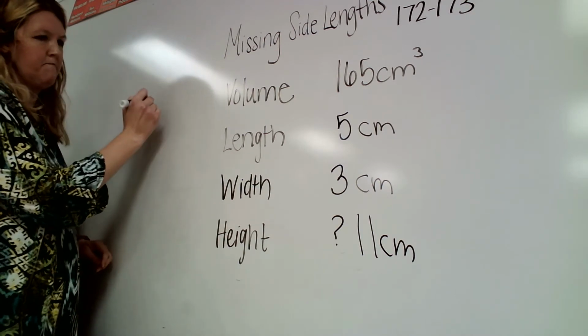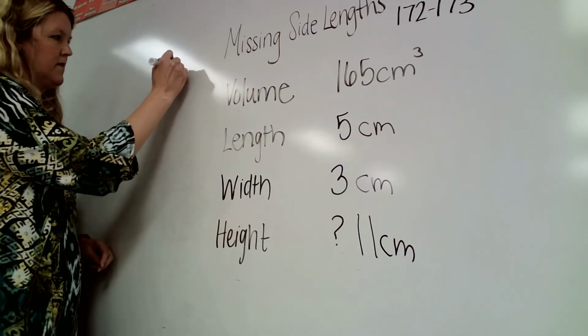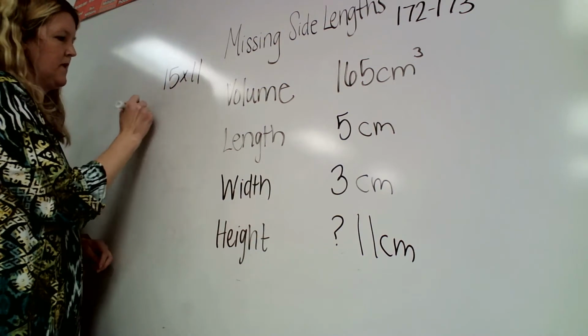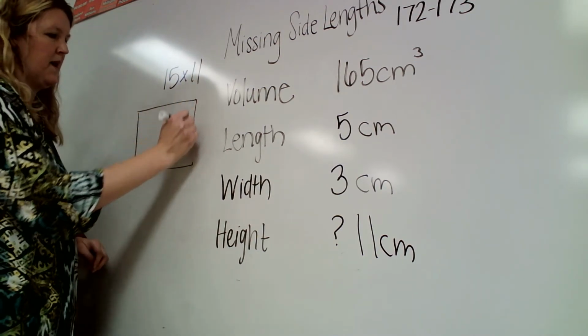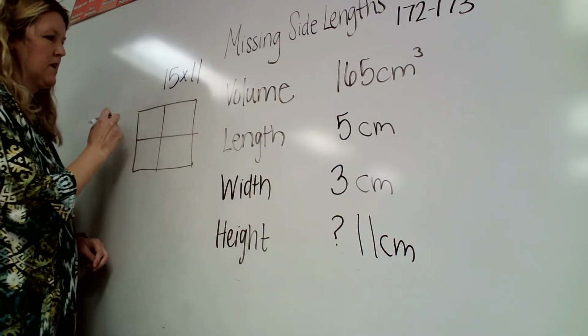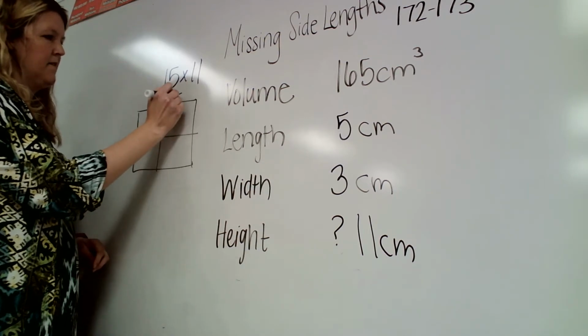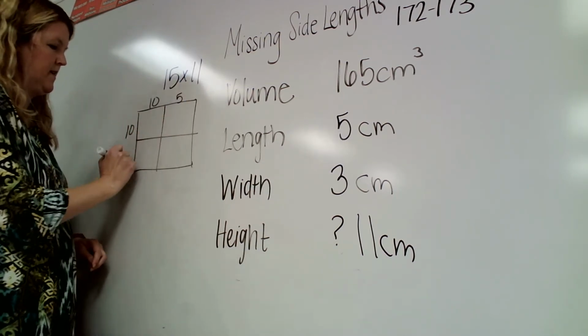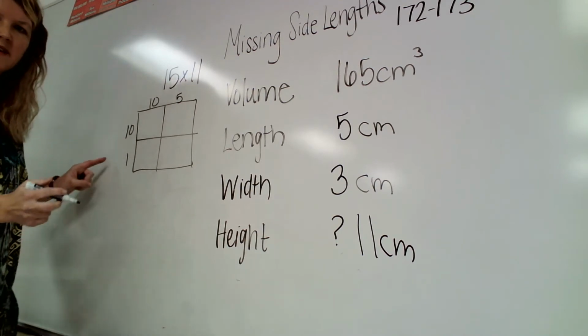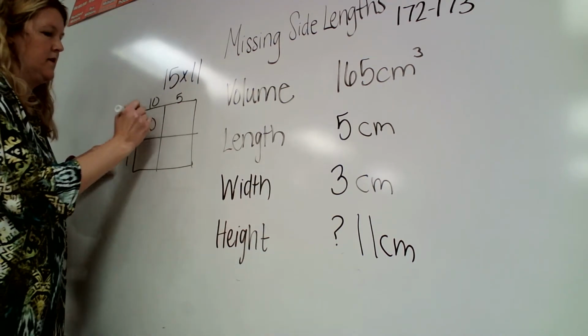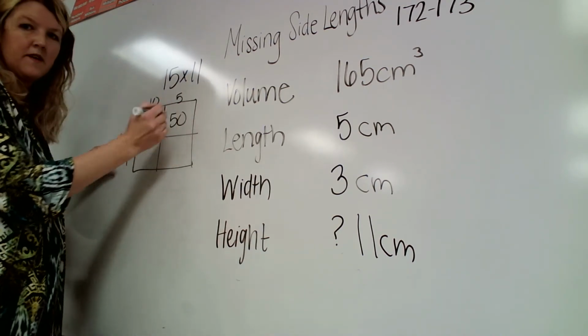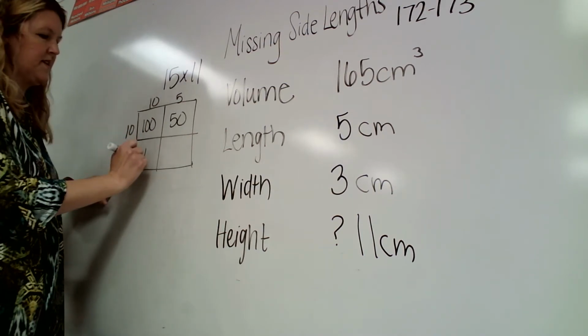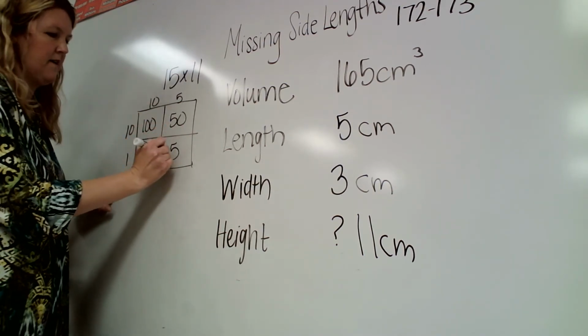So if I'm doing 15 times 11, and I go ahead and set up my area model, I'm going to break it up into 10 and 5, and then 10 and 1. So 10 times 10 gives me 100. 10 times 5 gives me 50. Then 1 times 10 is 10, and 1 times 5 is 5.